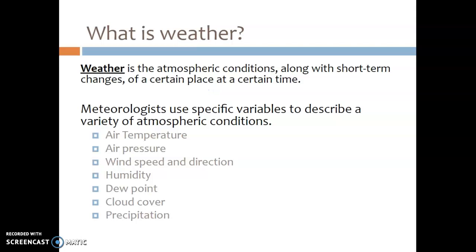All right, what is weather? Well, it's the atmospheric conditions along with short-term changes of a certain place at a certain time. So it's not to be confused with climate. Weather, this is short-term stuff. Meteorologists use specific variables to describe a variety of atmospheric conditions. They talk about air temperature, air pressure, wind speed and direction, humidity, dew point, cloud cover, and precipitation.